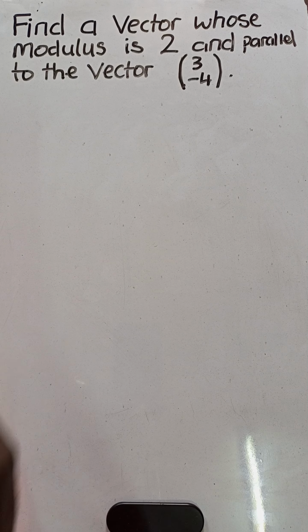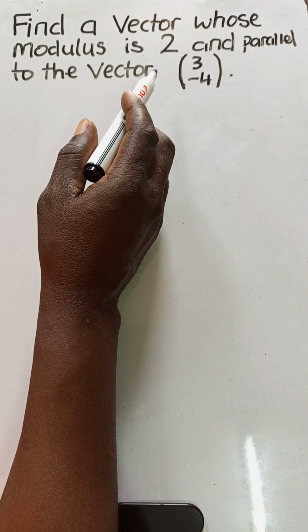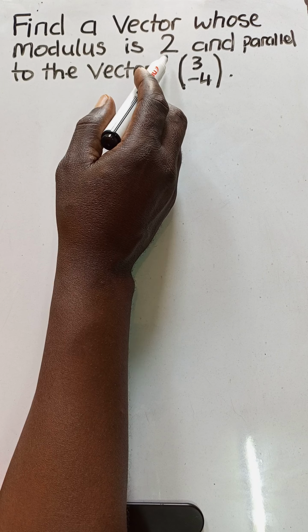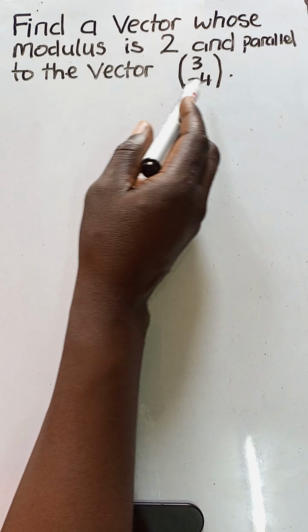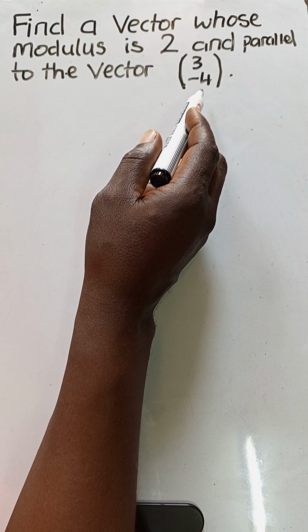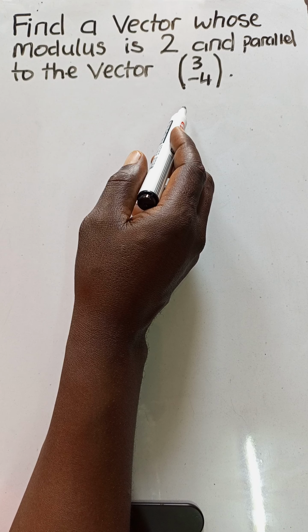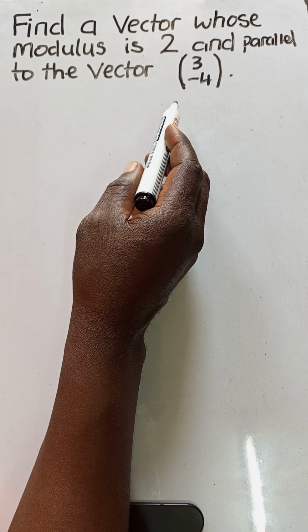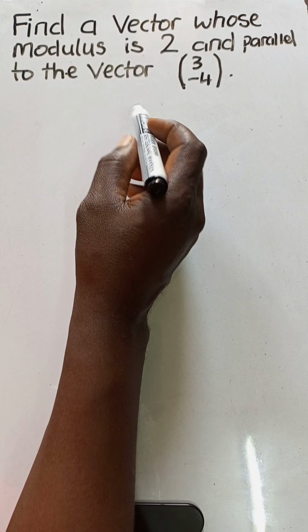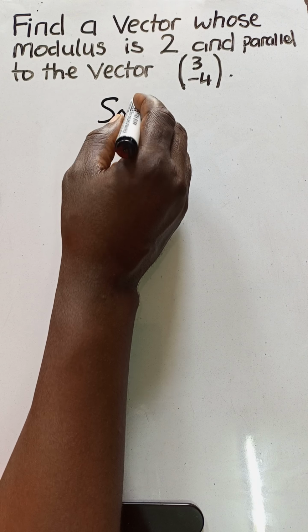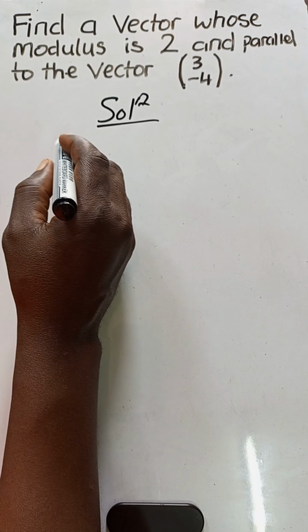In this question, we are given the modulus of a certain vector as 2, and we are told that that vector is parallel to the vector (3, -4). What is the vector? We are asked to find that vector. Let's look at the solution.